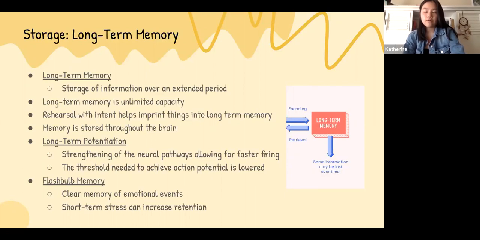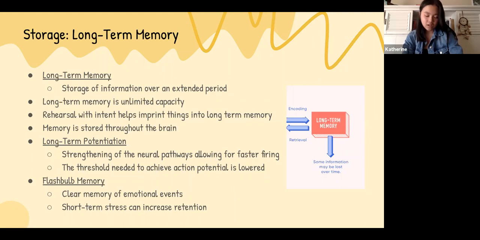If you remember from our biology unit, the two examples would be the hippocampus, which stores long-term memory, and the amygdala, which stores memory specifically related to emotions. And then we have long-term potentiation. This is strengthening of the neural pathways, allowing for faster firing. This helps you remember faster and easier. The threshold needed to achieve action potential is lowered.